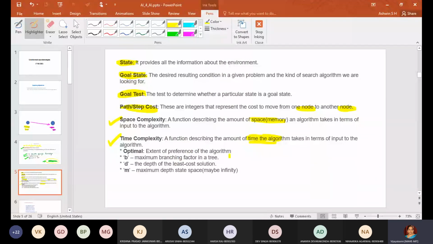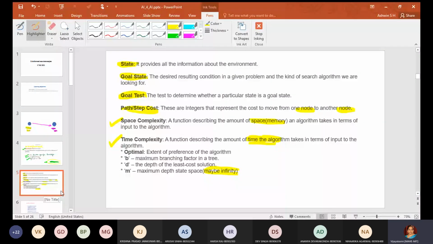Okay. And whenever we consider trees, normally B is the branching factor, D is for the depth, and M is for the maximum depth of the state space. Normally, maximum could be infinity. I will tell you about B and D when I explain the next algorithm. So based on this knowledge, we have the initial state, goal state, path cost, space complexity, and time complexity.